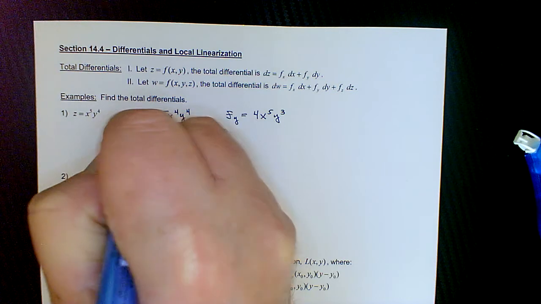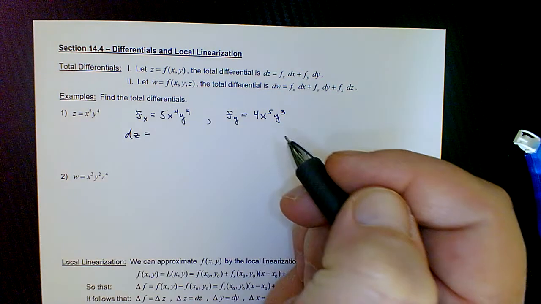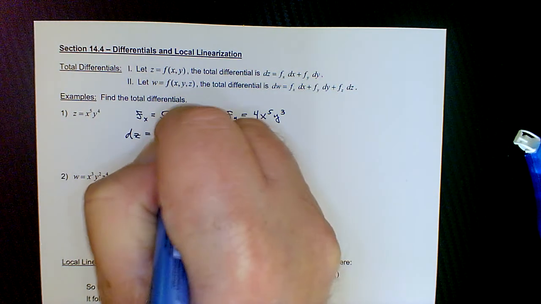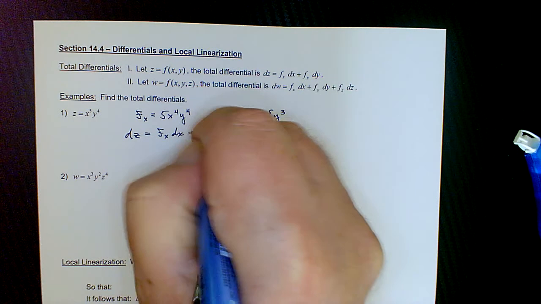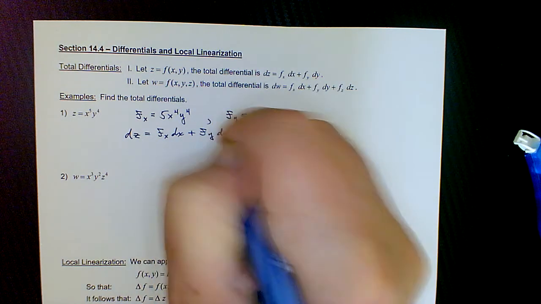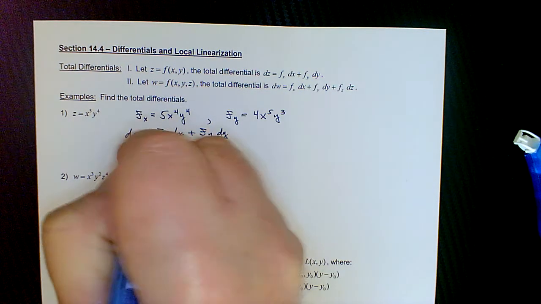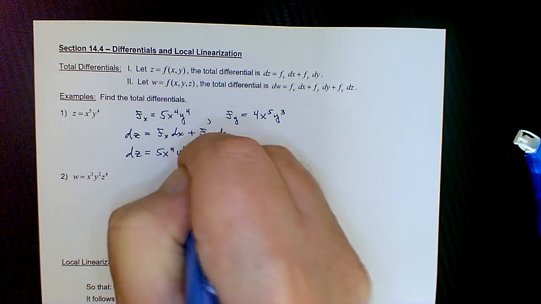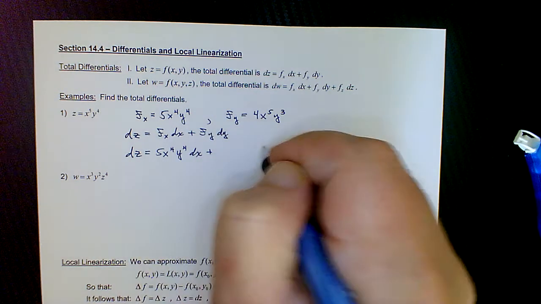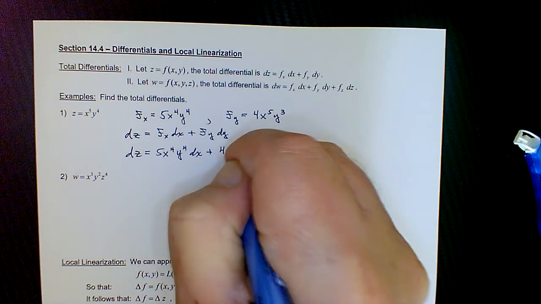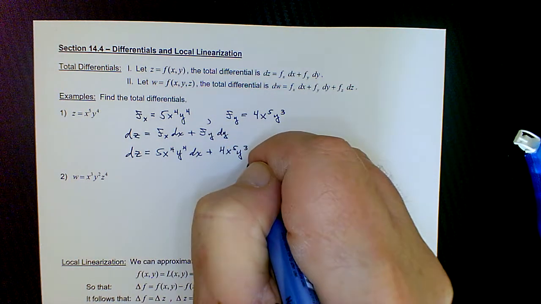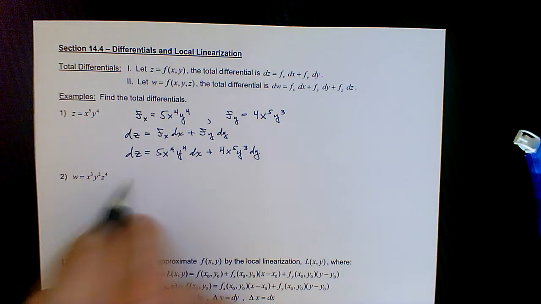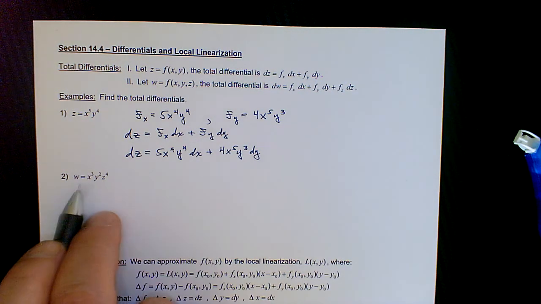So 4, tag along the x to the fifth, y cubed. And if you want to rewrite the differential form, dz is f sub x dx plus f sub y dy. So just simply substitute: 5x to the fourth, y to the fourth, dx, plus 4x to the fifth, y cubed, times dy. So a fairly simple example.